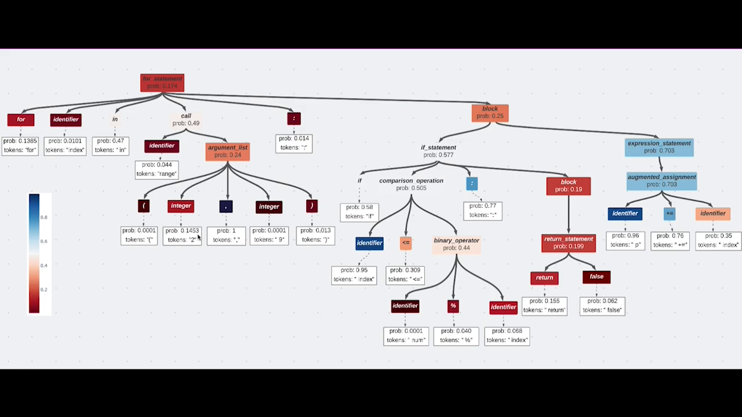The nodes that are represented in blue colors are the ones that obtain the highest probability values, while the red nodes are the ones with the lowest probability values. We can use this visualization to answer more specific questions about the representation of the source code and how certain structures were generated.